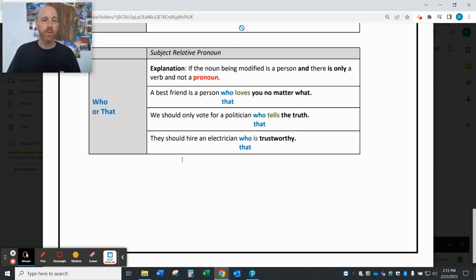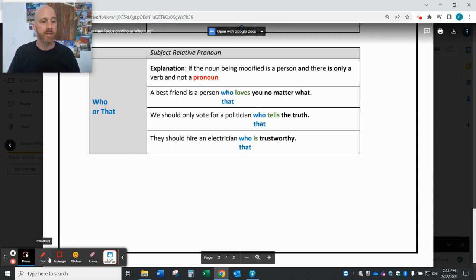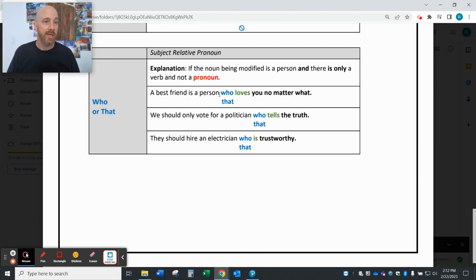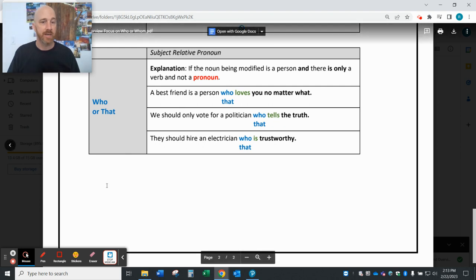If there is no pronoun in the adjective clause, it's just describing a person again, but there's no pronoun, then you cannot use whom. Let's look at this as an example. A best friend is a person. What kind of person? Who loves you no matter what. There's no pronoun here, nothing in red like up above. So in this case, I cannot use whom because there's no pronoun. I can use that. A best friend is a person that loves you no matter what.